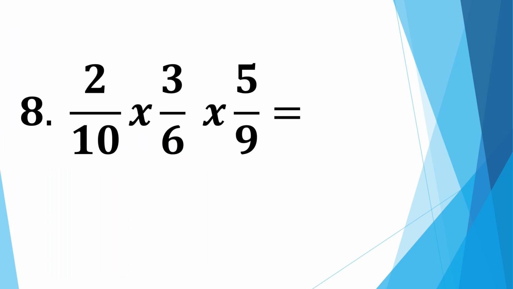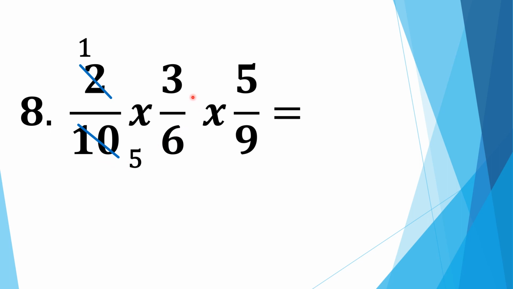Number 8. 2 over 10 times 3 over 6 times 5 over 9. Let us simplify the fractions. We are going to use the cancellation method. Divide the top and bottom by the same number or by the greatest common factor. The greatest common factor of 2 and 10 is 2. So 2 divided by 2 is equal to 1. 10 divided by 2 is equal to 5.